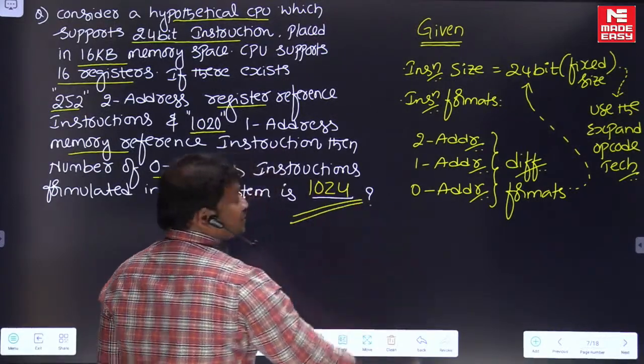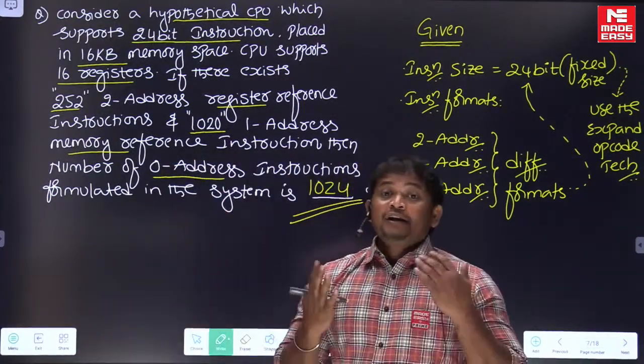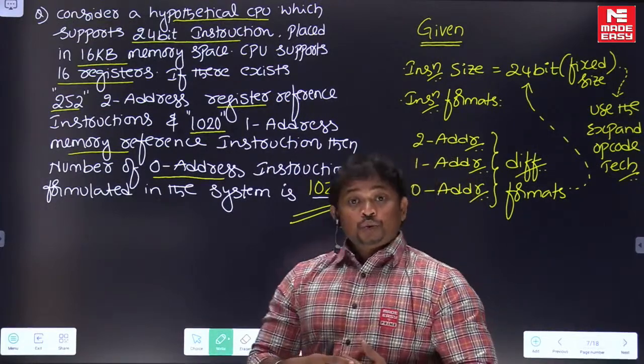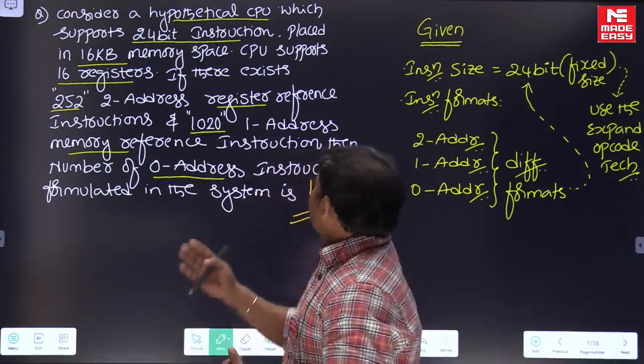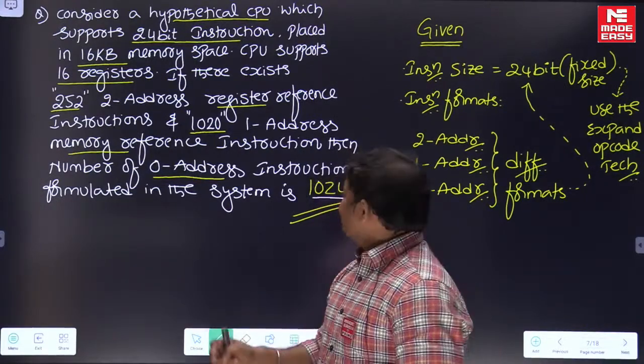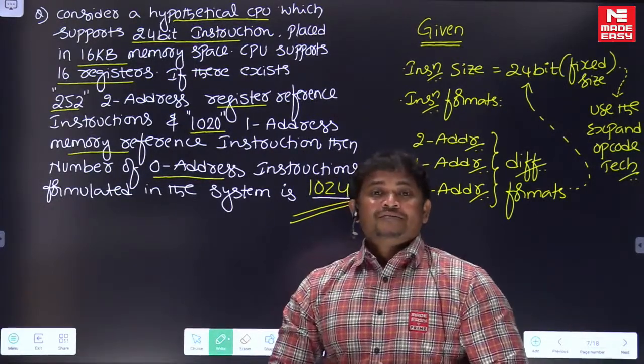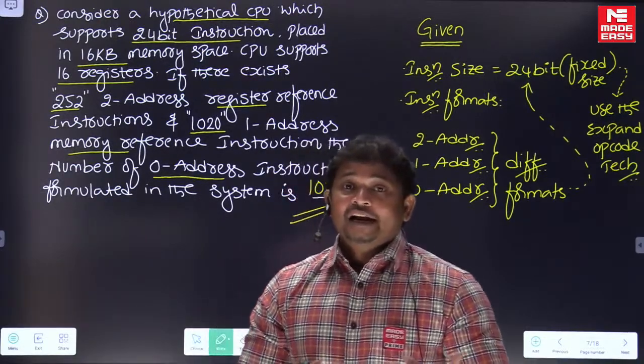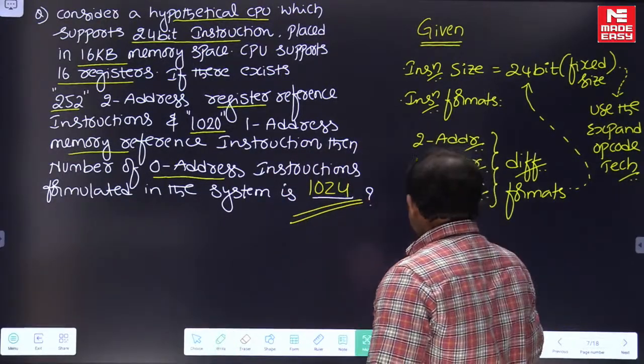1024 is the right answer. Okay, after implementing 252 two address register instructions and 1020 one address memory instructions, 1024 zero address instructions are formulated. That is the right answer. Okay, students?